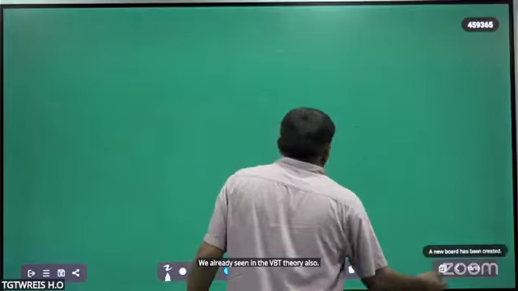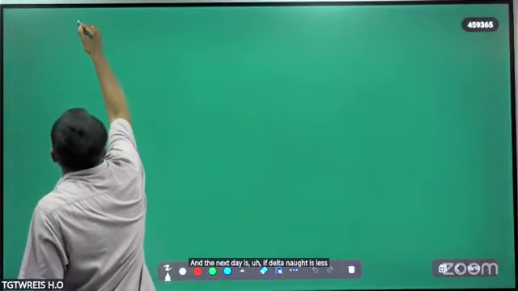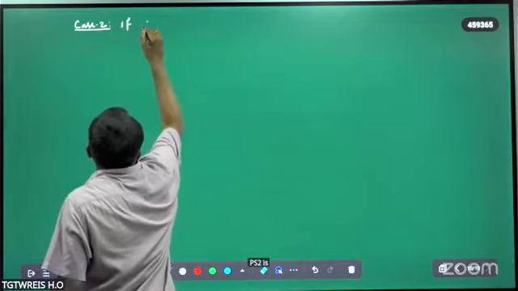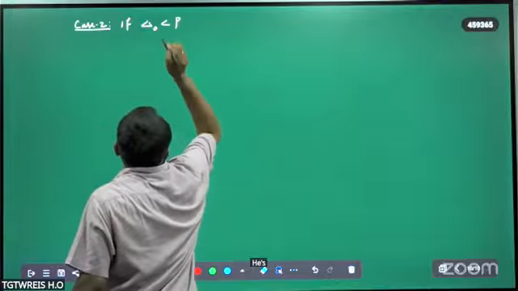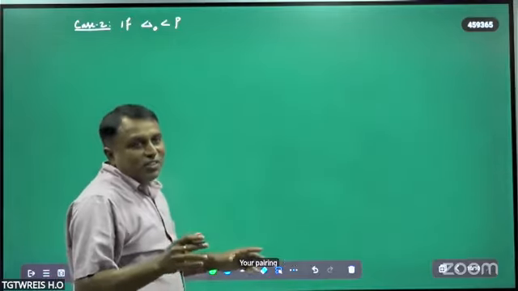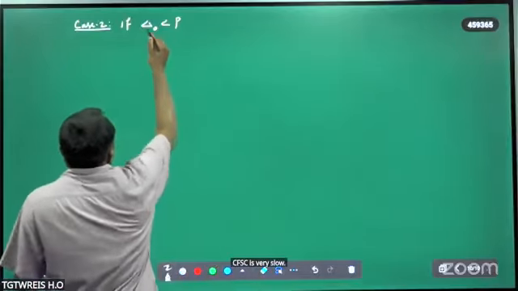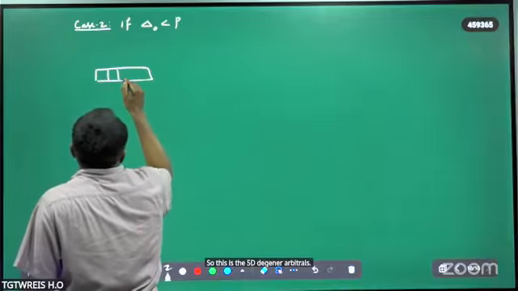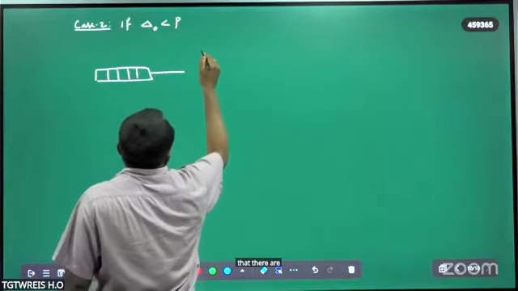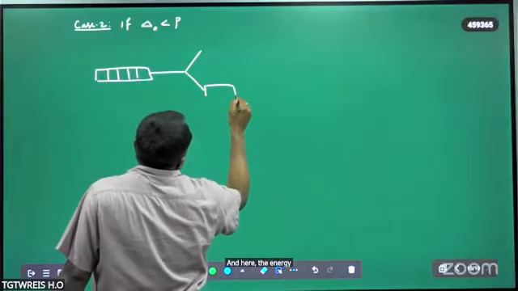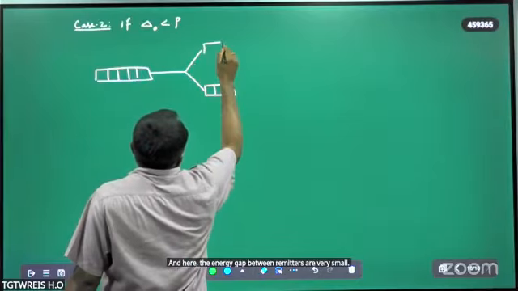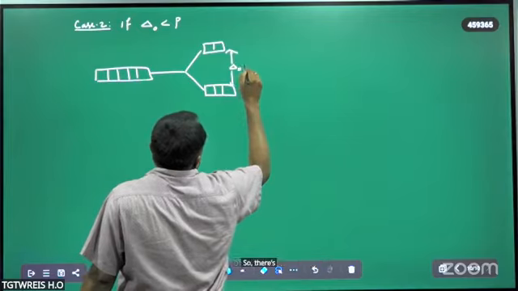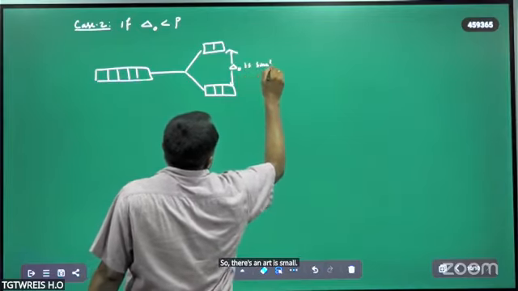And the next is case 2, if delta naught is less than the pairing energy. Here pairing energy is more, CFSE is very small. So these are the 5 d degenerate orbitals, and here the energy gap between them is very small. So delta naught is small. Delta naught is very small.